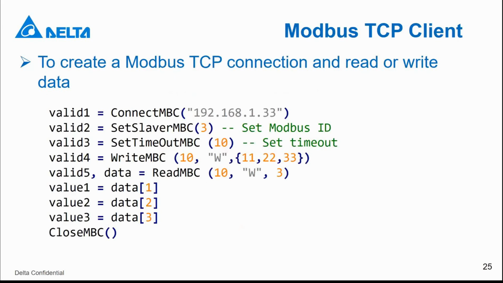And using the robot language, you can also use the Modbus TCP client function. So with these functions, you can connect to other devices by IP address, and then rewrite by write Modbus and read Modbus function to other Modbus TCP servers.